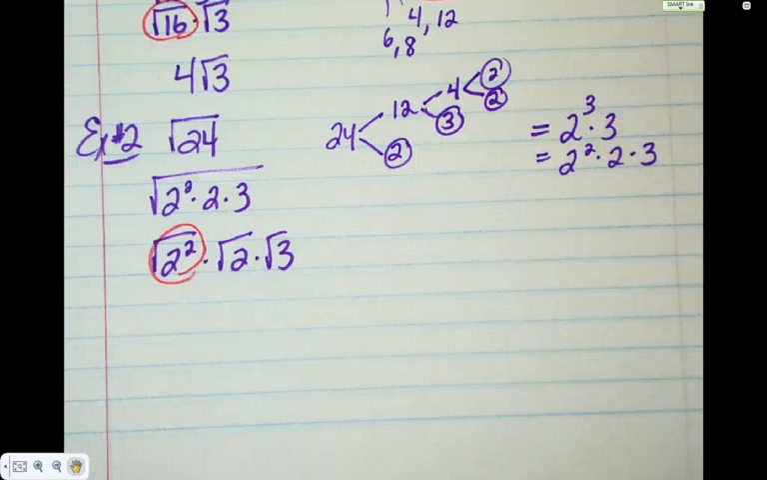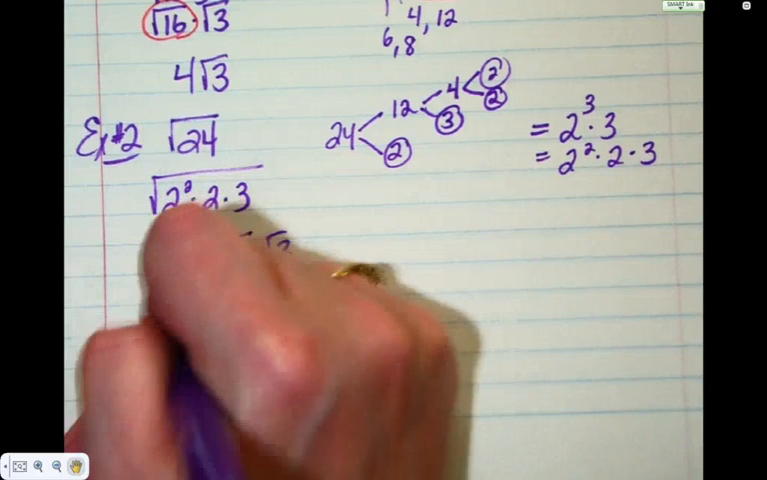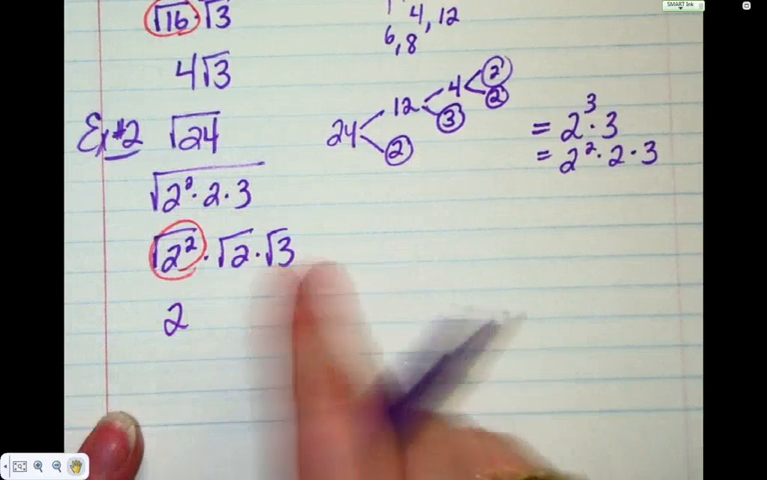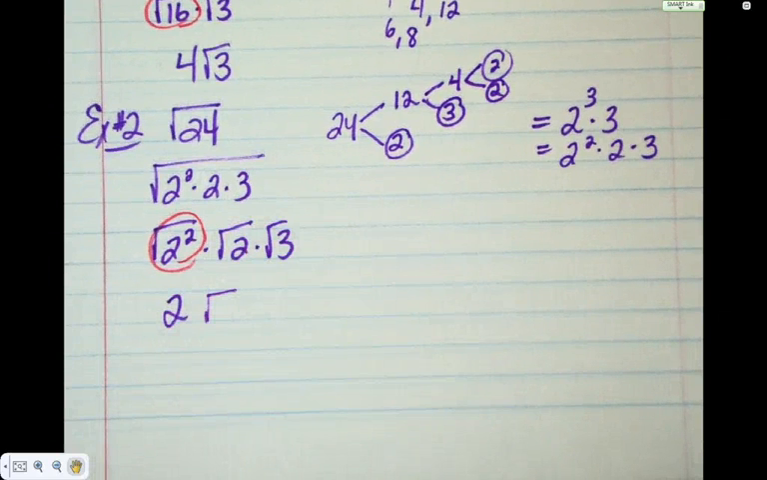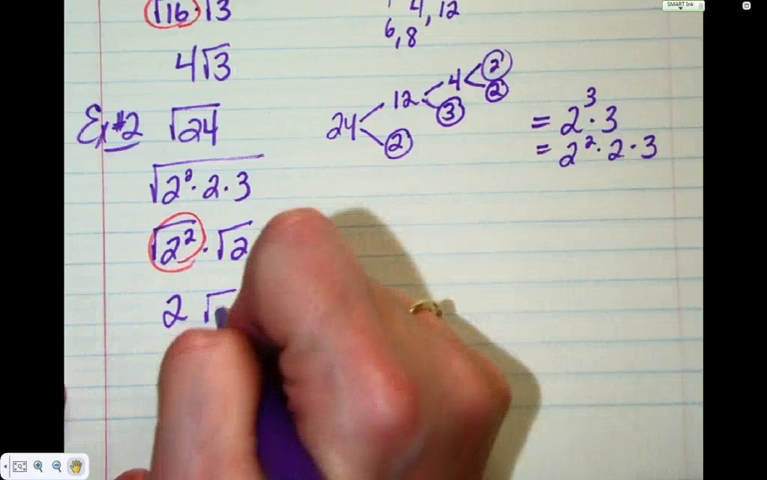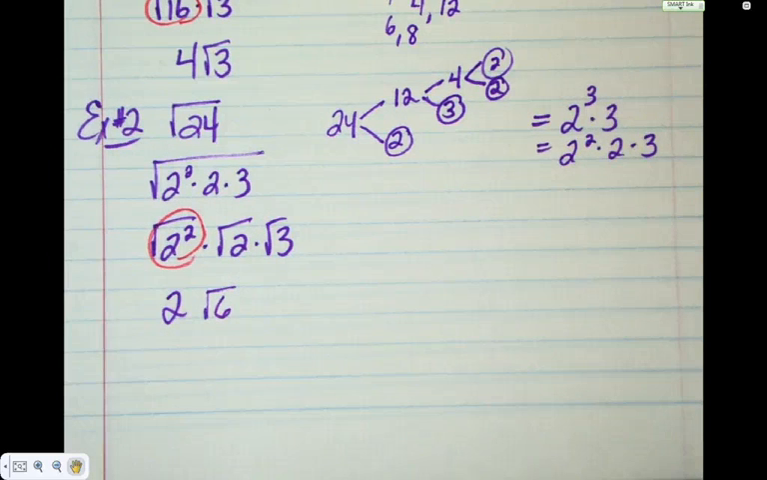What is the square root of 2 squared? Remember, all we do is take the exponent, divide by 2. 2. I'm going to leave these other ones, but what I'm going to do is just multiply them back together. So I can say that the root of 2 times the root of 3, if I want to simplify that, is equal to the root of 6. There's root 24 simplified.